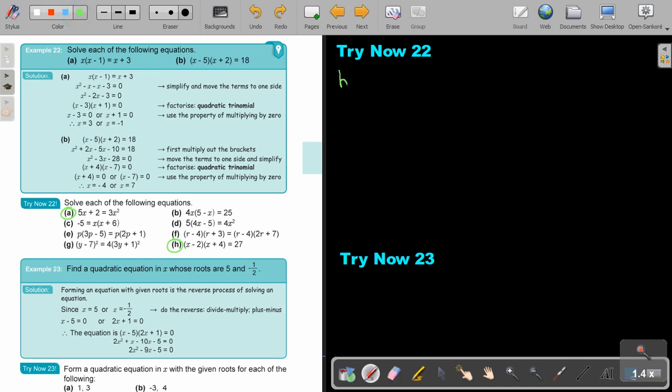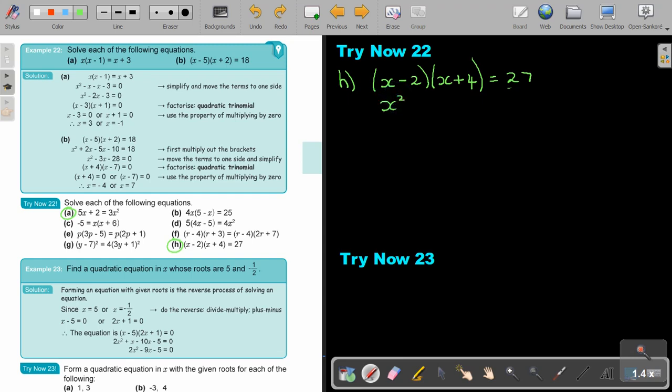So if I look at number H, it's x minus 2, x plus 4 equals 27. Now, because it's not equal to 0, you cannot put each bracket equal to 27. The whole thing is, there must be a 0. So you first have to multiply out, you have to bring over, you have to factorize, then you can put it equal to 0. So in this case, let's multiply out.